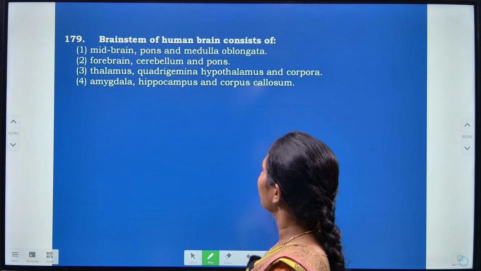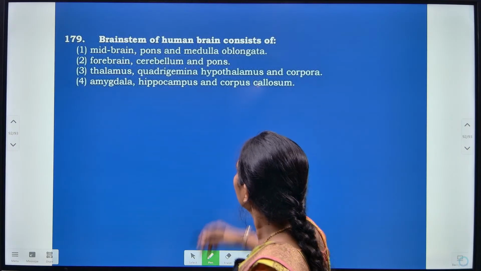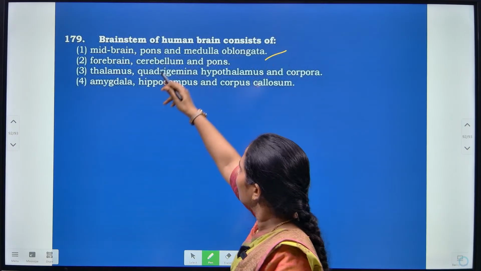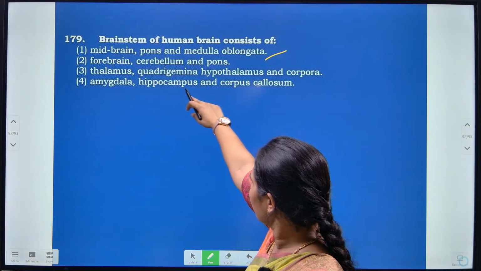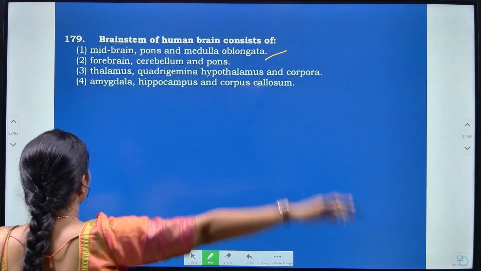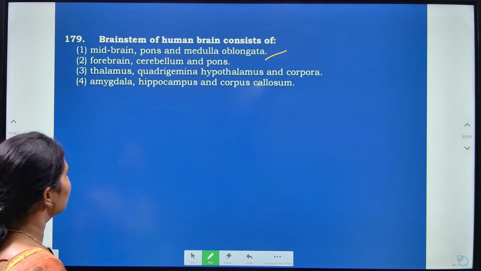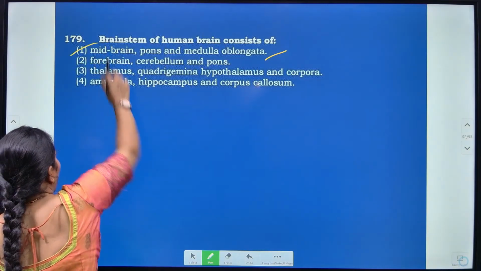The brain stem of a human brain consists of, automatically it is the midbrain, pons and the medulla oblongata. The last part of the brain here, that is the midbrain, pons and the medulla oblongata. Forebrain, cerebellum and pons, no. Thalamus, no, they are not here. So the right option will be directly option 1 here.